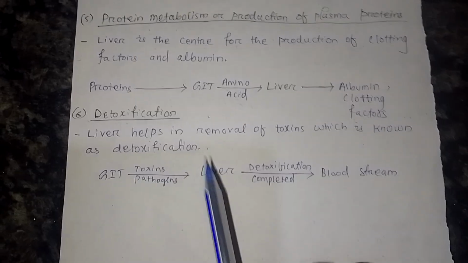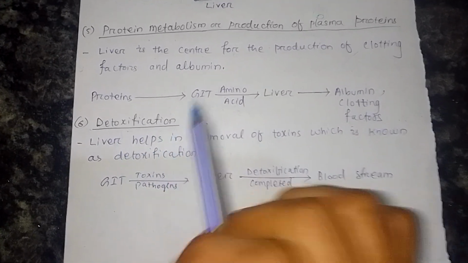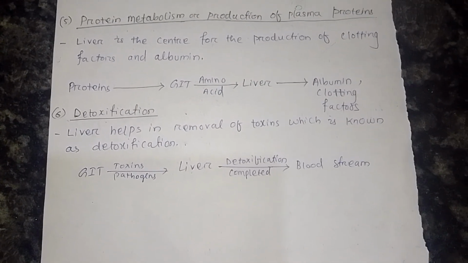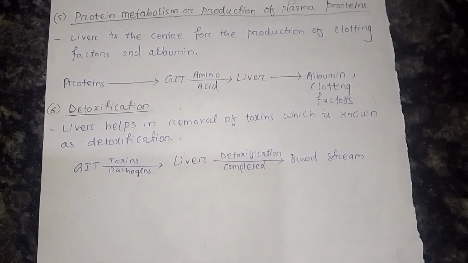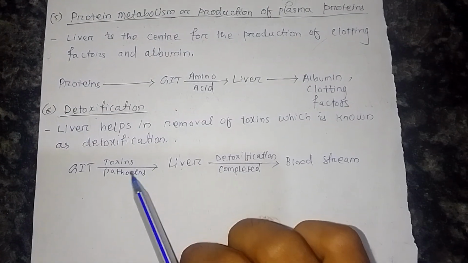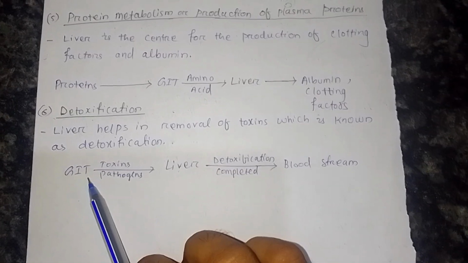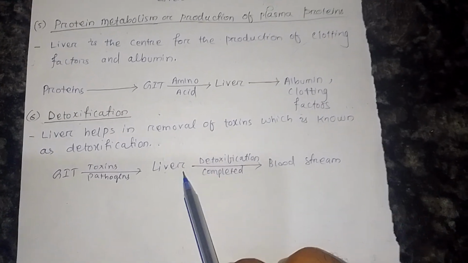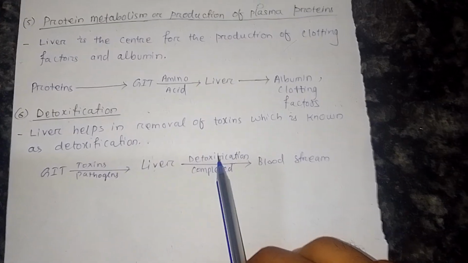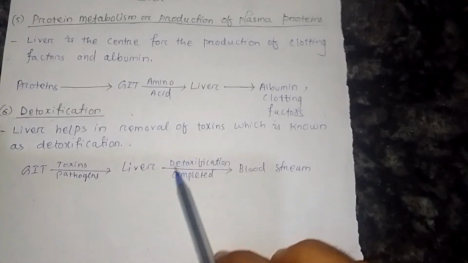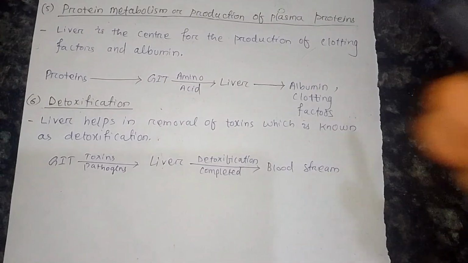Now let's see the last function of liver, detoxification. In the beginning of the video I told you that liver helps in cleaning pathogens and some toxins from the body. When the toxins and pathogens are absorbed from the gastrointestinal tract and transported to the liver by the portal vein, the liver helps in detoxification of the pathogens and also the toxins, and then that blood is transported to the bloodstream, which carries it to other body parts.